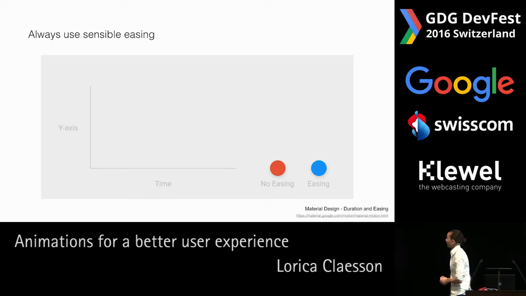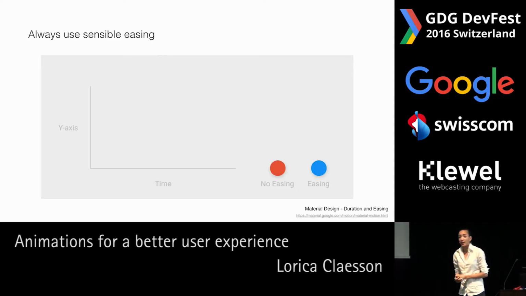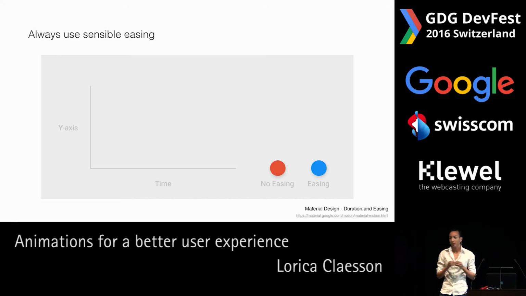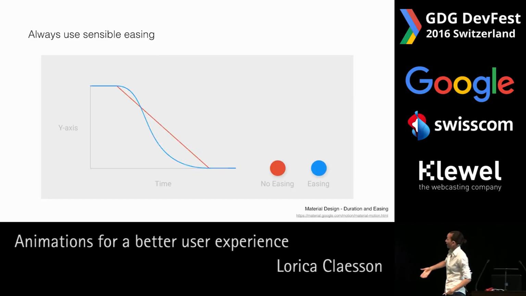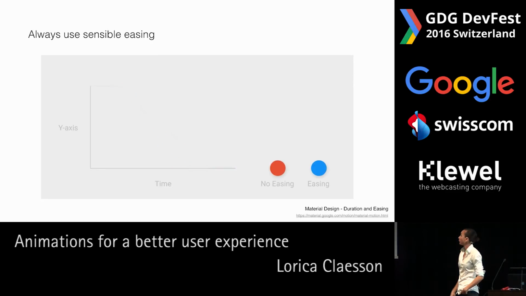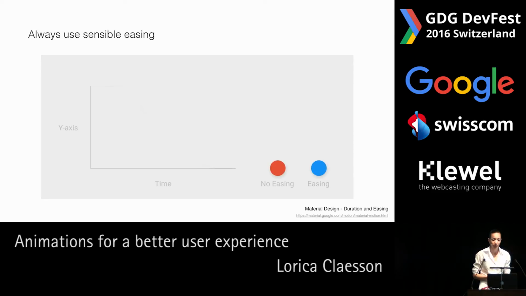Another important thing is easing of the animations. If you have a linear movement of an object, with no easing, like here, it has the same speed throughout. Whereas with easing, you add acceleration and deceleration, at the start and at the end, and that makes it feel much more natural. So these are actually crucial to make it feel natural.